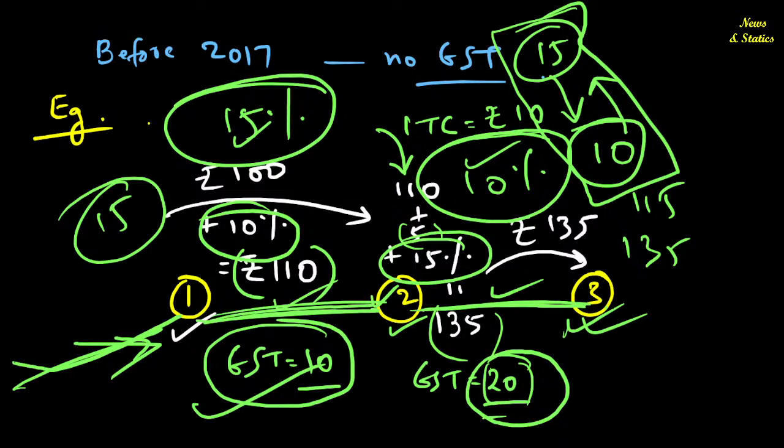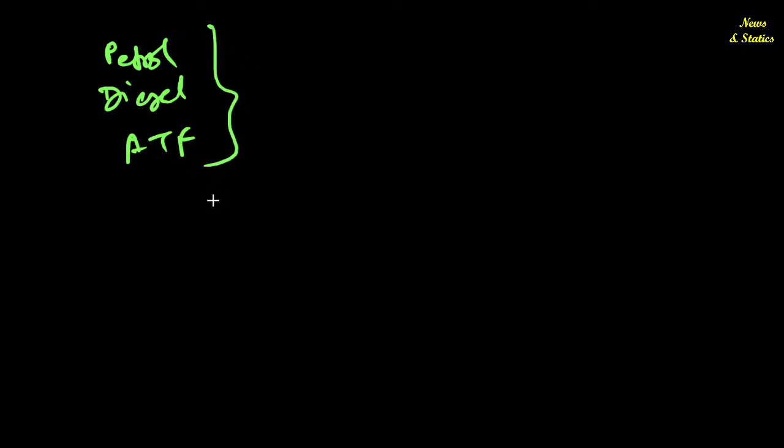Okay, this concept is clear, and now I want to talk about petroleum products. So there are important petroleum products like petrol, diesel, and air turbine fuel, which is used for aeroplanes. These are not included in GST. There are others such as kerosene, LPG, and etc., which are included in GST regime.